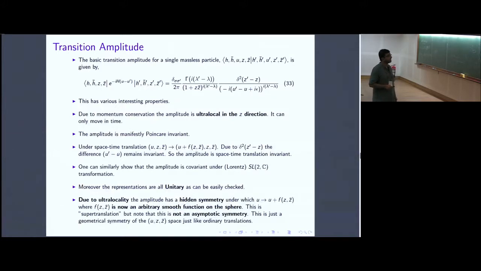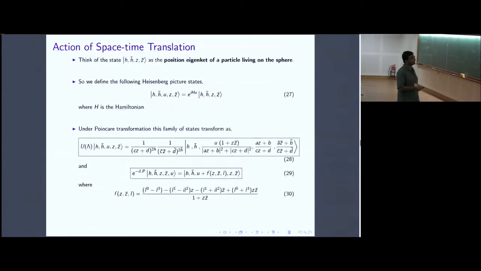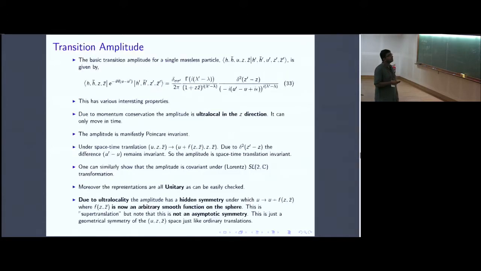Now, I would like to mention one point. The f z z bar, which gives you the space-time translation, has this fixed form: once you have this L mu, the z dependence is fixed. But because of the presence of the delta function, you can make a more general translation in u, where u shifts by some function f z bar, which is any smooth function on the sphere, parameterized in terms of z bar.